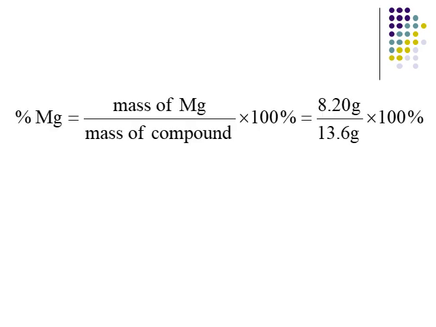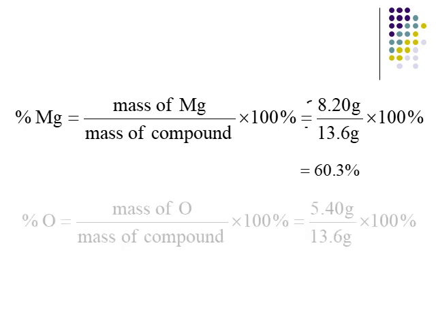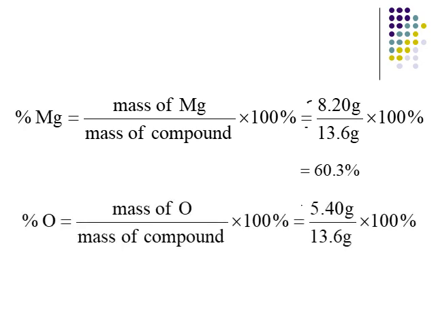So mass of magnesium is 8.20, mass of the compound is 13.6, times 100 gives me a percent composition of 60.3. I do the same thing with the oxygen. Oxygen mass was 5.40, mass of the compound still 13.6. Gives me a percent composition of 39.7. And now I use the fact that these should add up to 100 to double check my work. So 60.3 plus 39.7 does add up to 100. So I did this right. Happy day.